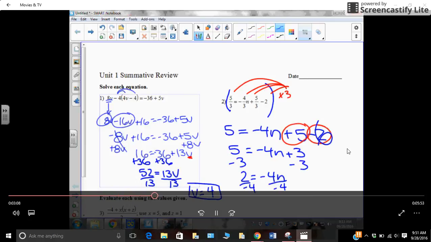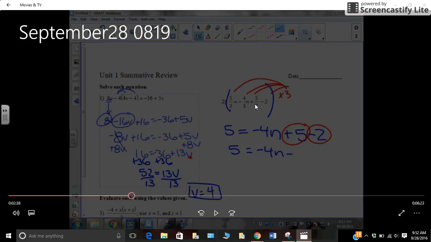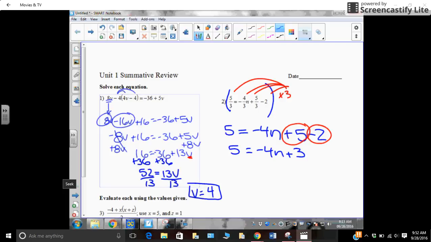On the next one, you may want to multiply by 3. Let me pause this for a sec. You may want to multiply by 3 to get rid of all of your fractions. And 5/3 times 3 would give me 5. -4/3 times 3 would give me -4. And 5/3 times 3 gives me 5. And then I can combine like terms. 5 and -2 are like terms, so I can combine them to 3.